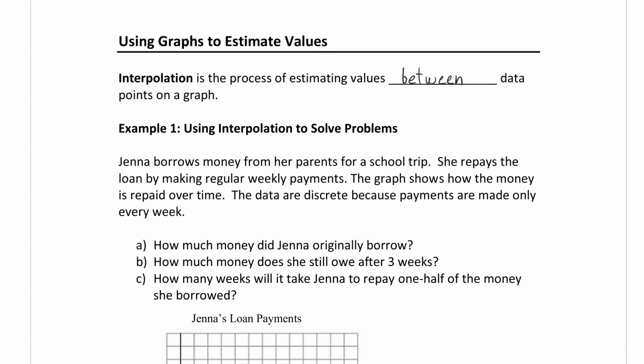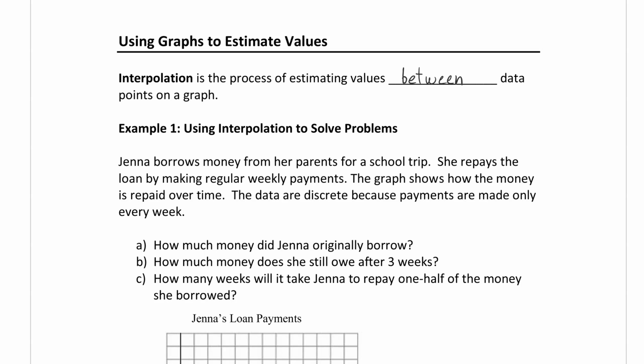For example, 1 here, it says using interpolation to solve problems. So Jenna borrows money from her parents for a school trip. She repays the loan by making regular weekly payments. The graph shows how the money is repaid over time. The data are discrete because payments are made only every week.